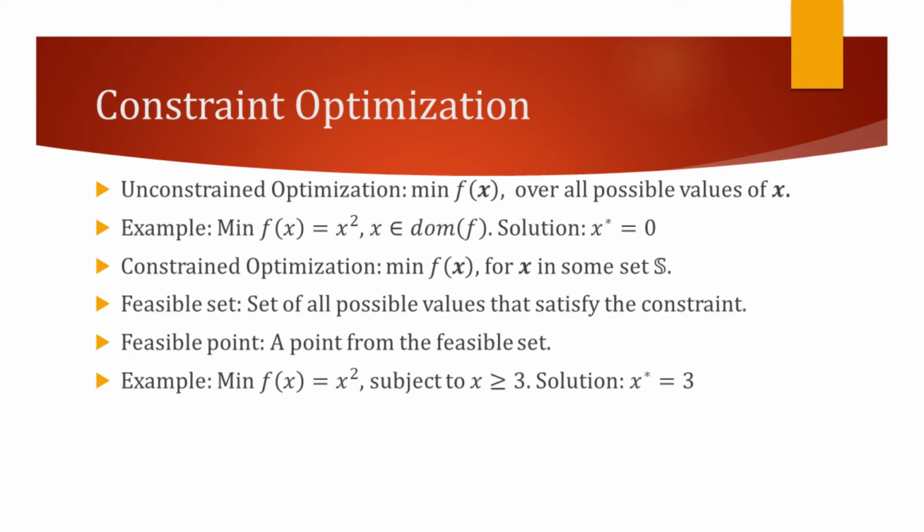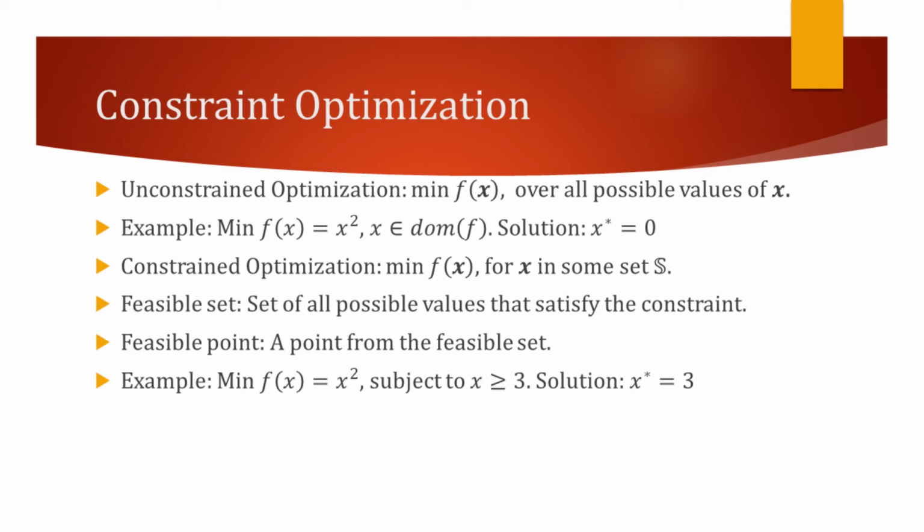For example, in case of minimizing x squared, if we were constrained to only using values of x that are greater or equal to 3, then any value less than 3 would not be feasible. And any value greater or equal to 3 would be feasible. While the solution to unconstrained minimization of x squared is x equals 0, in our constrained problem, the solution would be x equals 3.